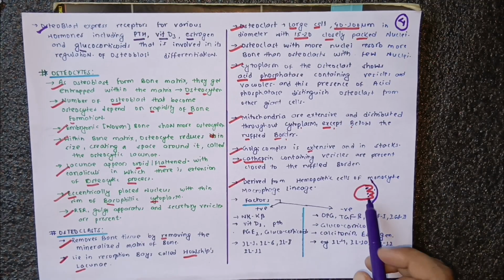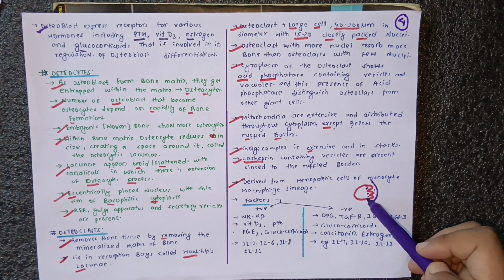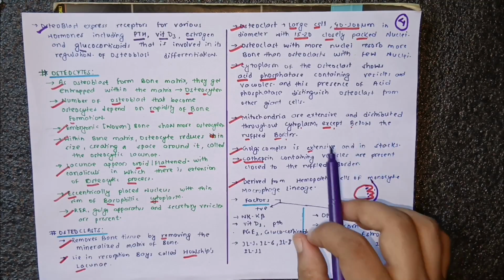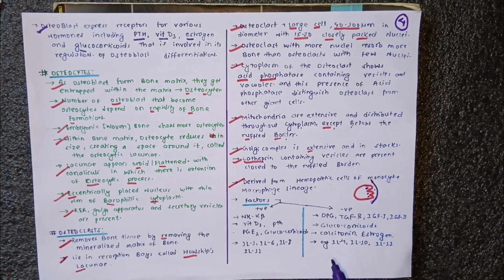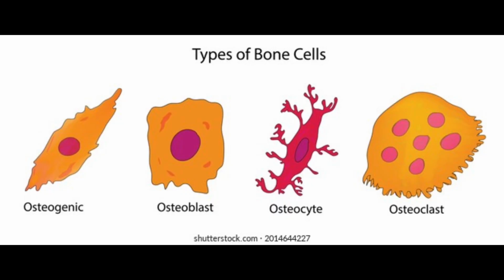So this is the proper structure of the osteoclast, but I will show you the picture also now. In this picture, different types of bone cells are shown. First is our osteogenic cell, the progenitor cell of every cell of the bone, especially the osteoblast. The first-formed cell in bone is the osteoblast. The osteogenic cell is spindle shaped, and the nucleus is at the center.